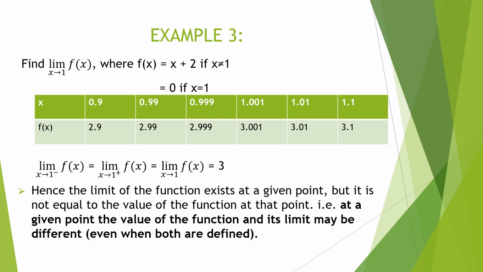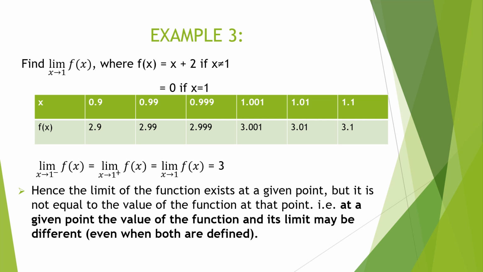So what is the definition of f(x) given in our example? f(x) is equal to x plus 2. So put these values of x in f(x) equal to x plus 2. You will get the value of corresponding f(x). Now if you observe carefully, as x tends to 1 from the left hand side, means 0.9, 0.99, 0.999, what is the corresponding value of f(x)? 2.9, 2.99, 2.999. Means it is approaching 3. Similarly, as x tends to 1 from the right hand side, 1.1, 1.01, 1.001, at that time also the value of f(x) is approaching 3.